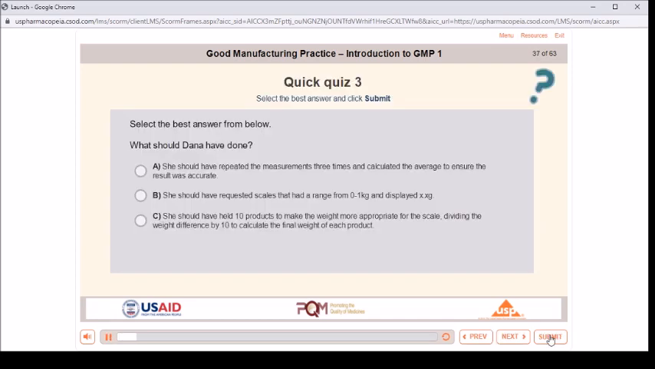Quick Quiz 3. Select the best answer and click Submit. What should Dana have done? A. She should have repeated the measurements 3 times and calculated the average to ensure the result was accurate. B. She should have requested scales that had a range from 0 to 1 kilograms and displayed X.X grams. C. She should have held 10 products to make the weight more appropriate for the scale, dividing the weight difference by 10 to calculate the final weight of each product.